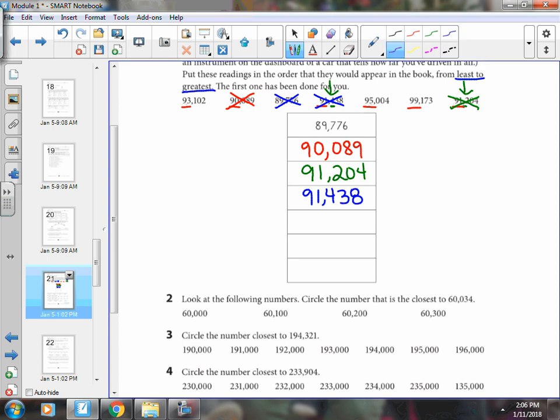After 91,000 would be, let's see, 93,102. After 93, I see a 95. 95,004. And finally, the biggest one would be 99,173.